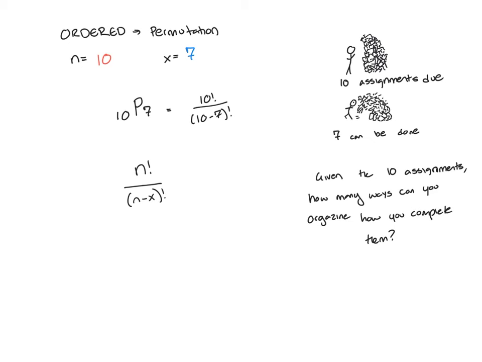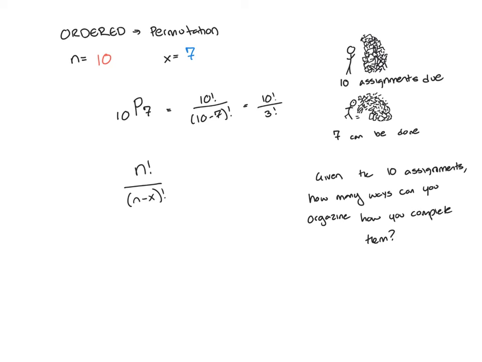Simplifying this a little bit here, I will have 10 factorial over 3 factorial. Notice I have that 3 factorial on the bottom because there were 3 assignments I'm not going to be doing. So there's 3 spaces that are actually left blank on this.